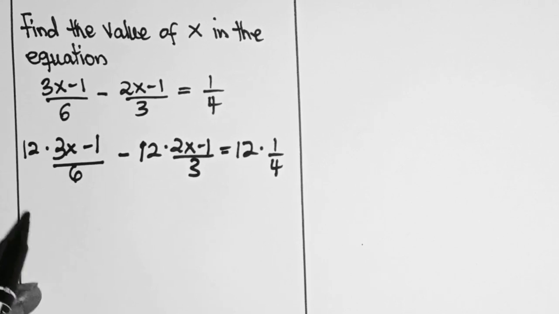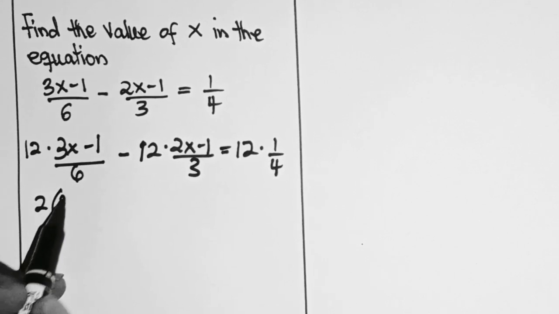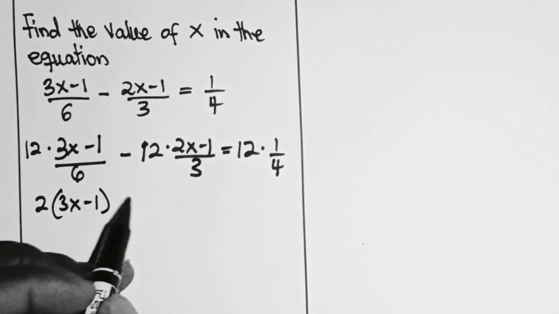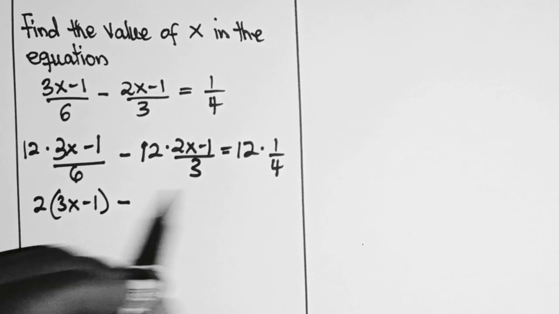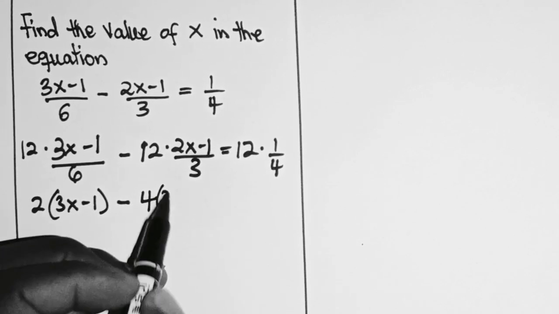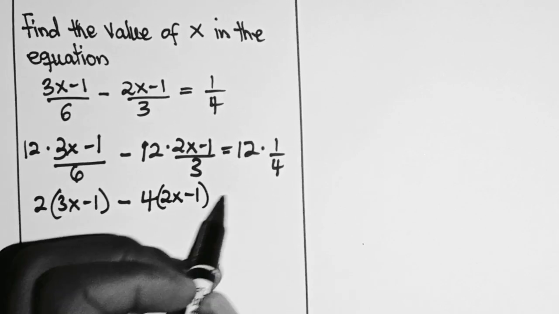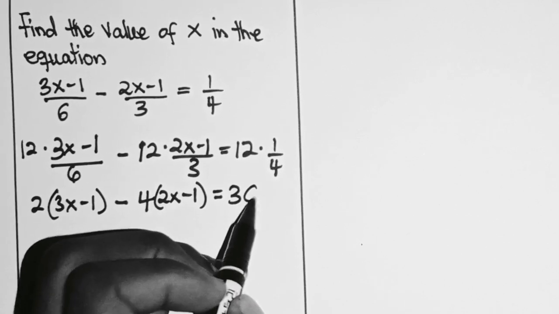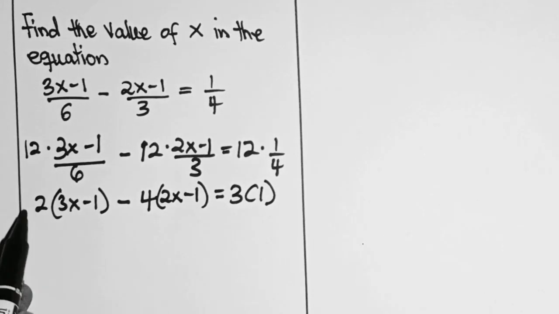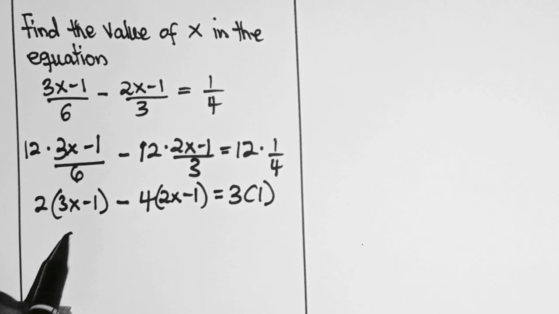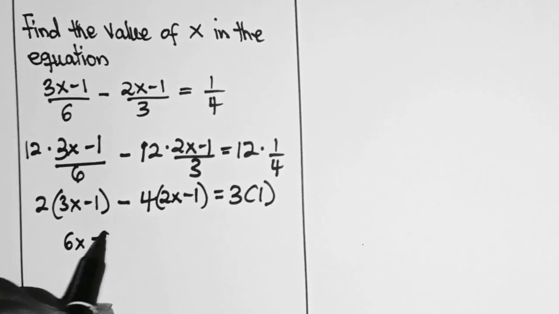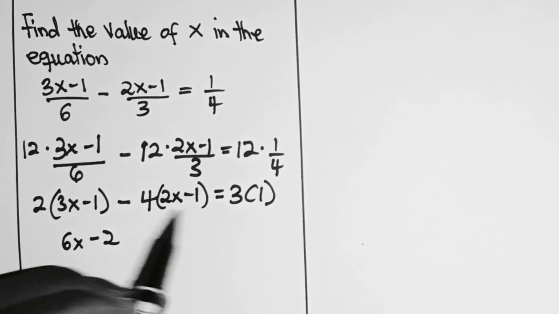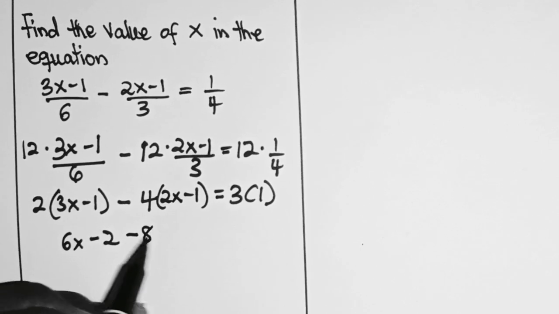So 12 divided by 6 is 2. So here becomes 2 times 3x minus 1. Then minus 12 divided by 3 is 4. So 4 times 2x minus 1 equals 12 divided by 4 is 3. So 3 times 1. So 2 times 3x is 6x. Then 2 times minus 1 is minus 2. Minus 4 times 2x is minus 8x.